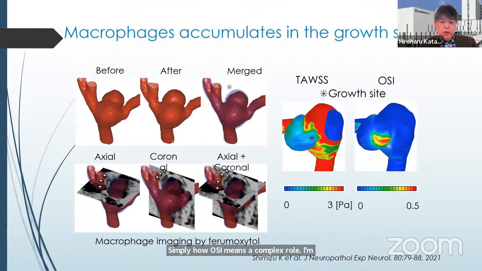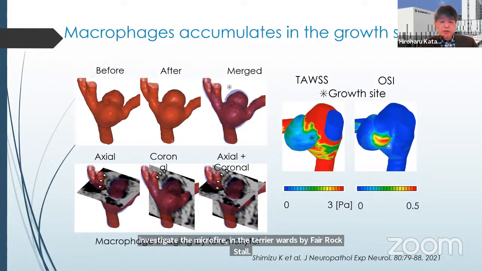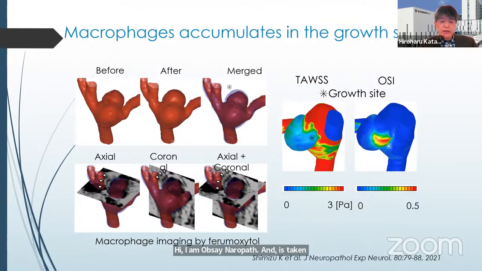And next, we investigated the macrophage accumulation in the arterial walls by ferumoxytol, an iron oxide nanoparticle. Ferumoxytol is taken into macrophages and depicted as low intensity in the T2 star image. Here you can see the macrophage accumulated in the growth site of the aneurysm. And this site has low wall stress, low wall shear stress, and high OSI.